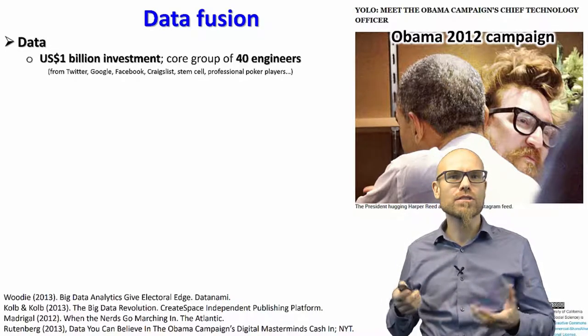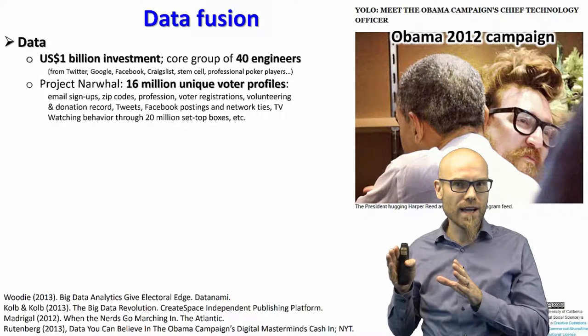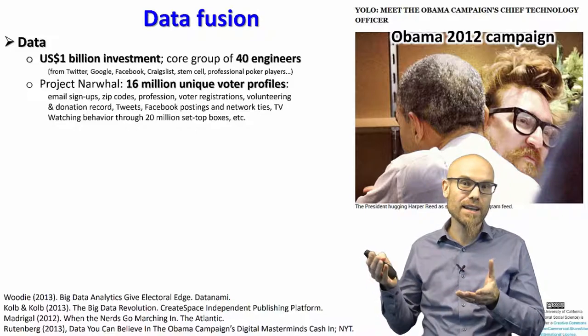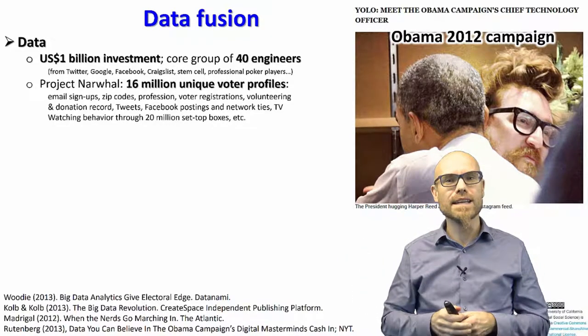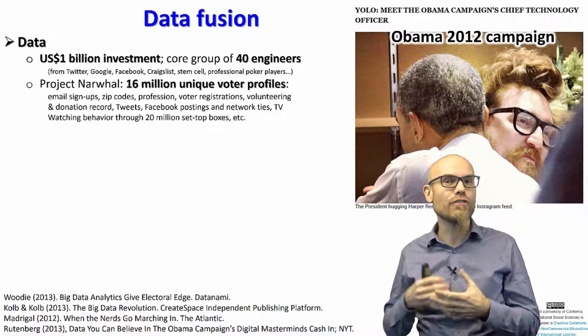The project was called Project Narwhal. They created 16 million unique voter profiles, basically of the swing voters, out of the 200-something million voters in the United States. These are the ones that decide the election. And they used the idea of data fusion.